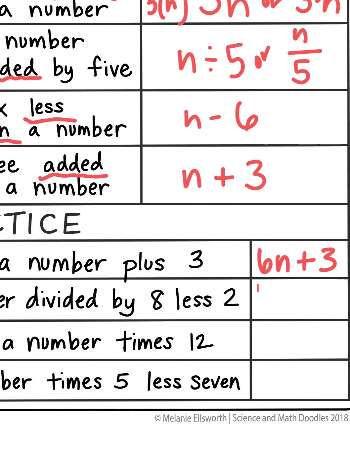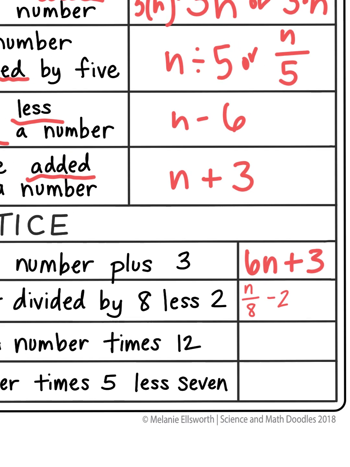So that could be like this. A number divided by 8 minus 2. You could also write it this way. I'm going to do a different color. You could also do n divided by 8 minus 2. I don't have to use parentheses here because we know that division and multiplication always come before addition and subtraction because of order of operation rules.